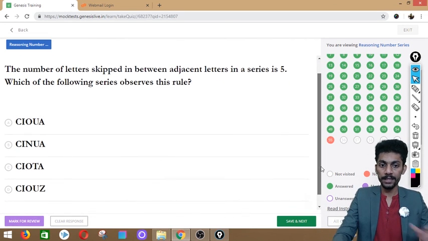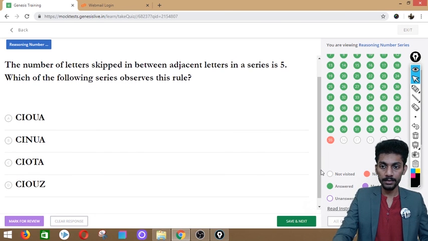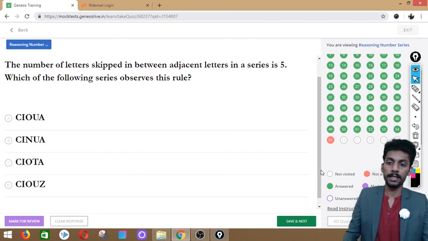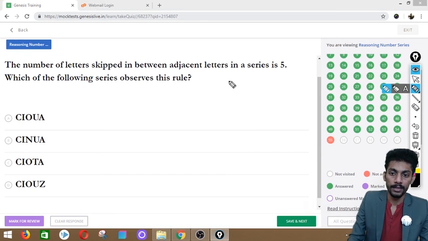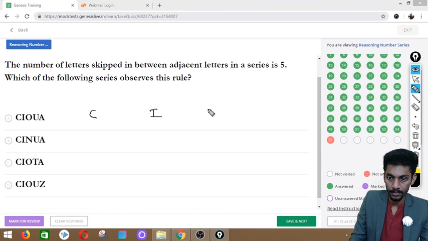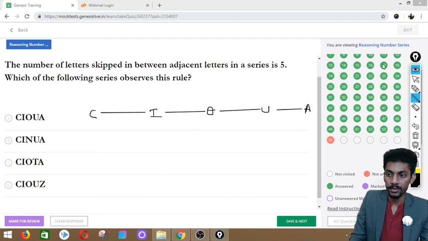Let's solve question number 55. The question says the number of letters kept in between adjacent letters in a series is 5. Which of the following series observes this rule? Okay. So let's go with option 1. C, I, O, U and A. They are telling that in between these letters, one of these options, there are 5 adjacent letters missing. So adjacent letters should be there. So let's see whether it is followed.